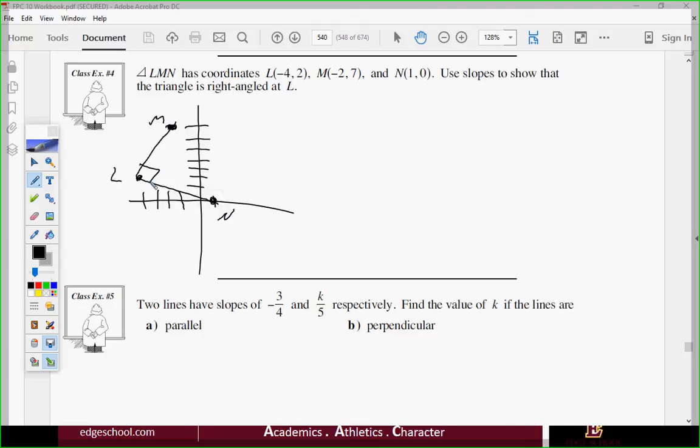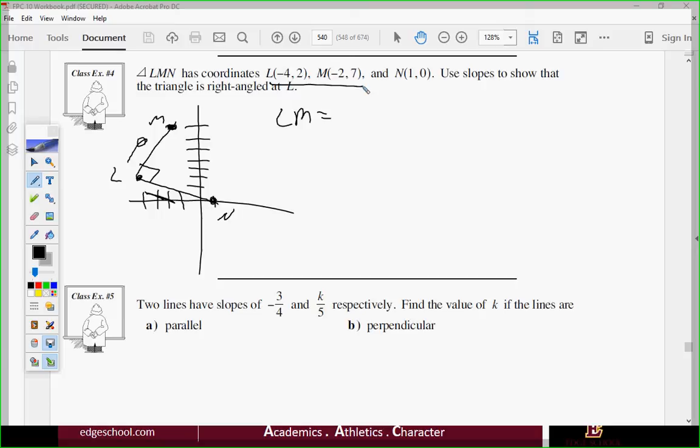So we want to know if that's a 90-degree angle, which means that that's perpendicular. So what we want to do is figure out what's this slope and what's this slope. They should be perpendicular slopes. So it's one of those all-inclusive questions. It would be a very good test question, because it makes you use the slope formula and it makes you know what perpendicular is. Okay, so I'm going to find the slope of LM first.